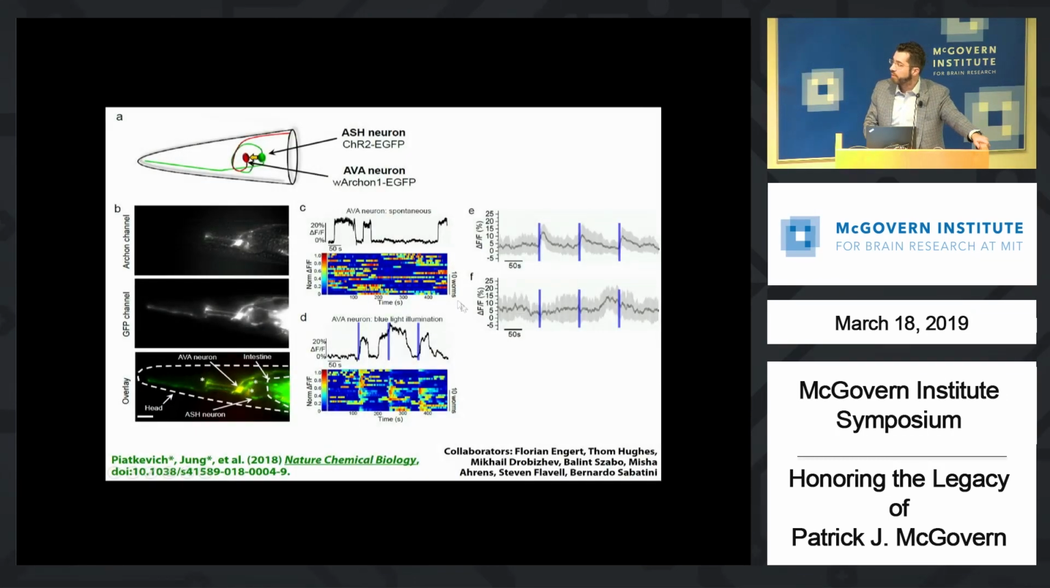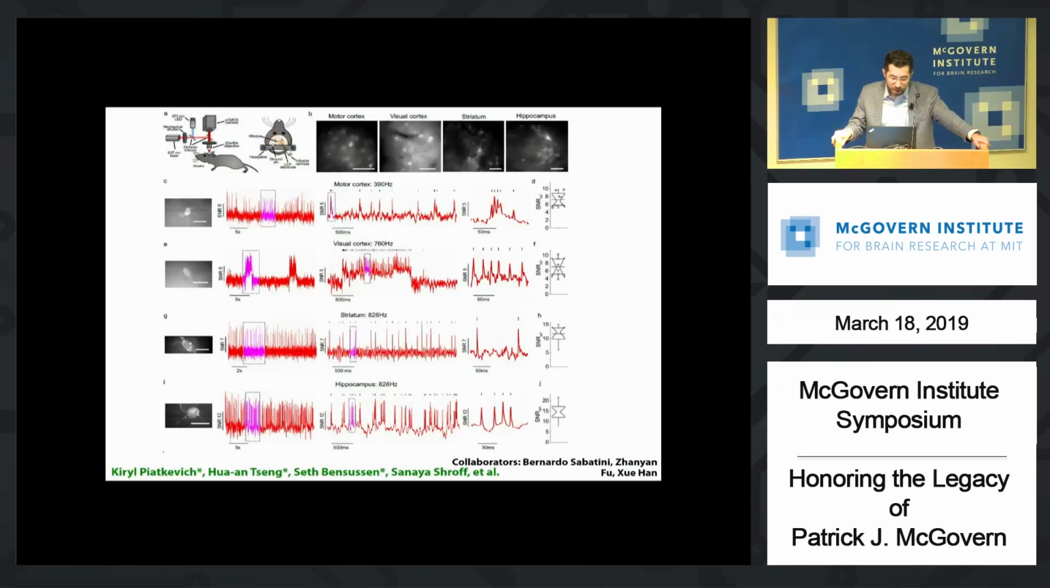In C. elegans, working with Steve Flavell here at MIT, we could also see synaptic events between two defined neurons. So can we monitor the connections between cells in real time during behavior? And most recently, collaborating with Shuo Han's group at BU, we've been working to get population voltage imaging working in awake behaving mice. So these are mice that are head fixed below a one-photon microscope. This is work spearheaded by Kirill again, but also Waan Seng, Seth Ben-Susan, and Sanaya Shroff from Shuo's group.